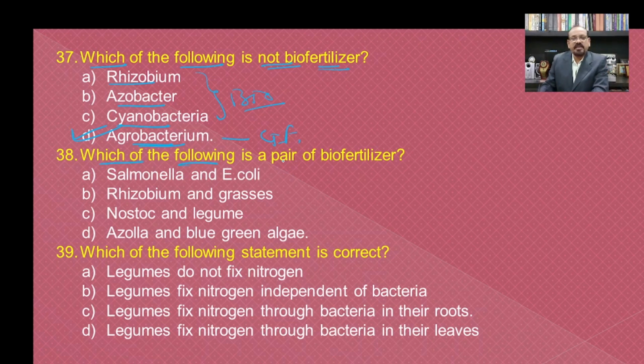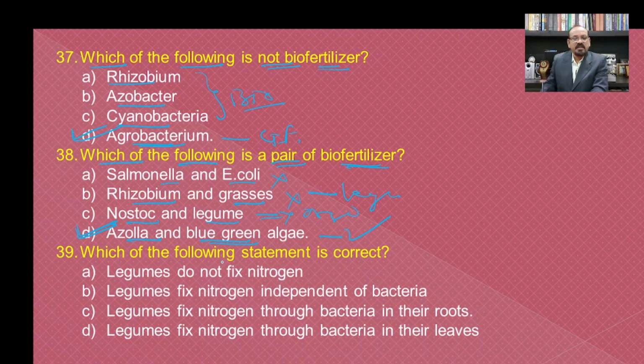Then, which of the following is a pair of biofertilizers? Salmonella, E. coli, wrong one. Rhizobium, grasses, wrong one. Here there must be leguminous plants. Then Nostoc with the legume, this is again wrong. There must be Azolla. Then Azolla and the blue-green algae, this is the correct one, and hence D will be the correct answer for this question.